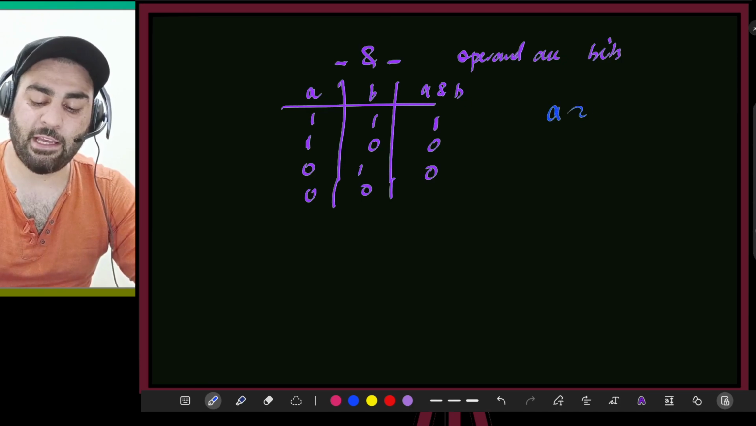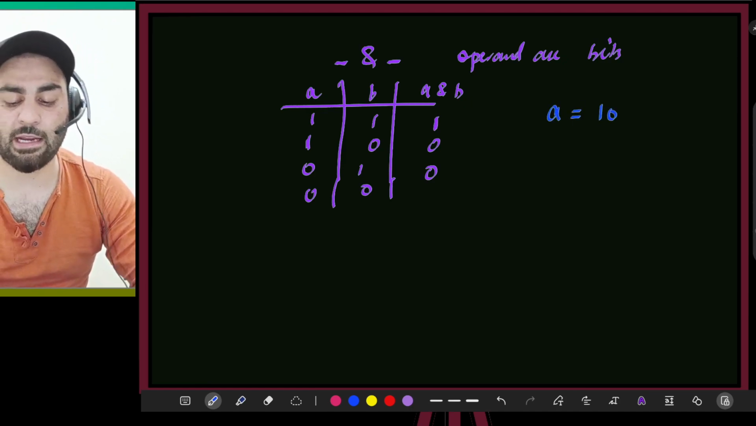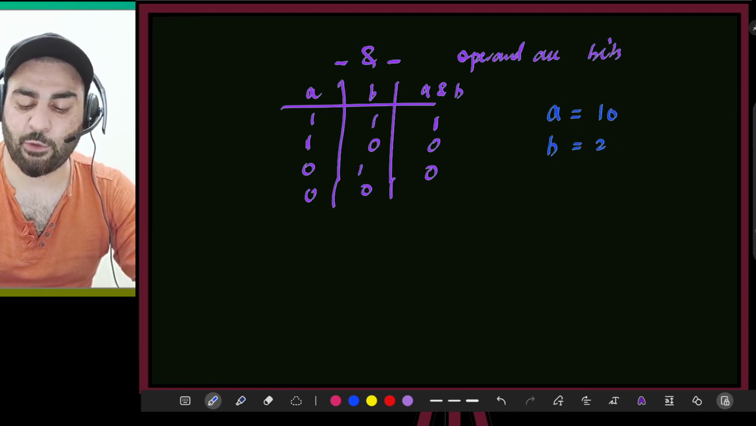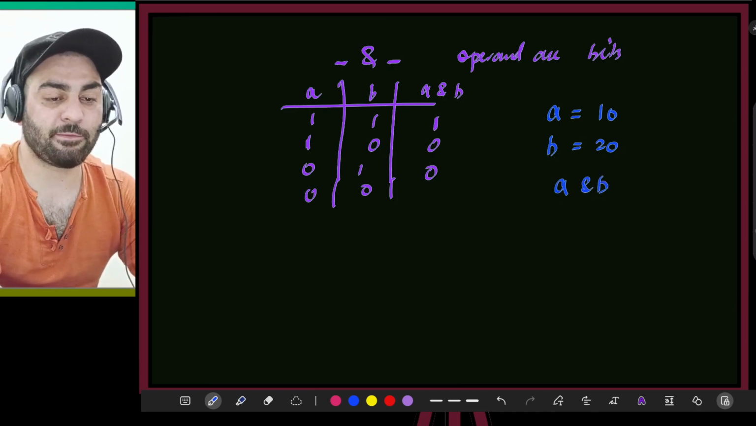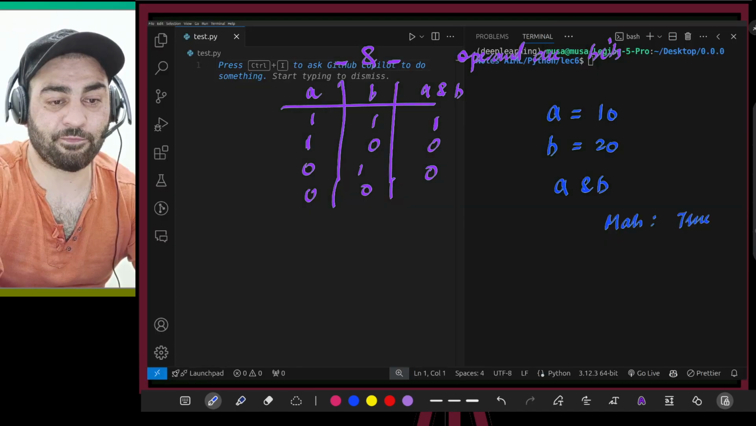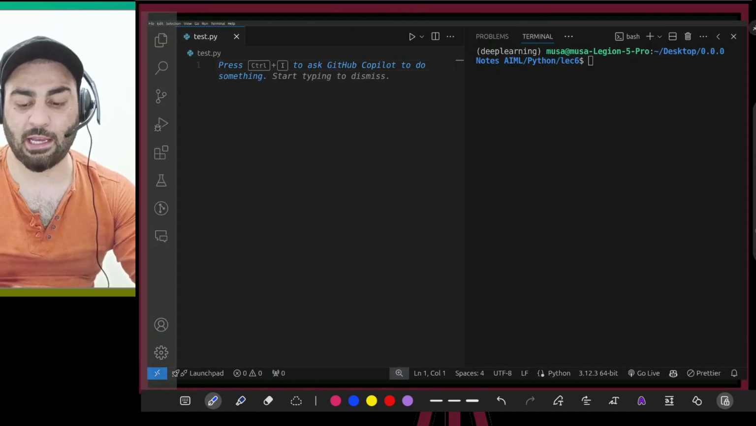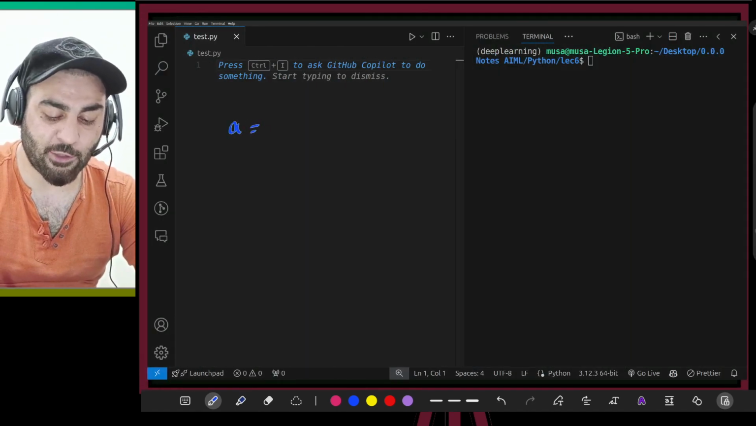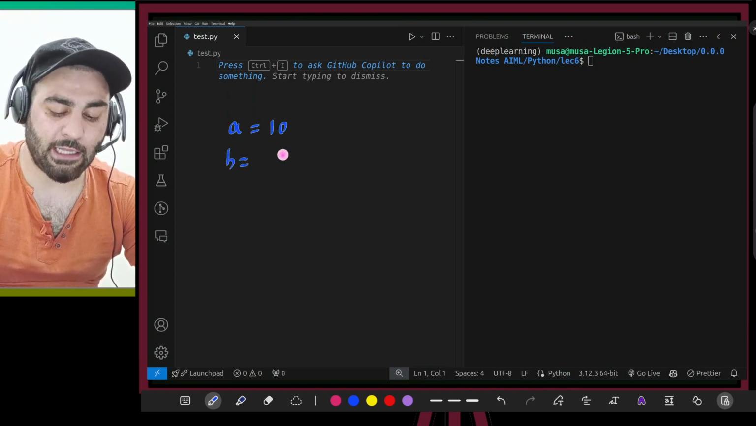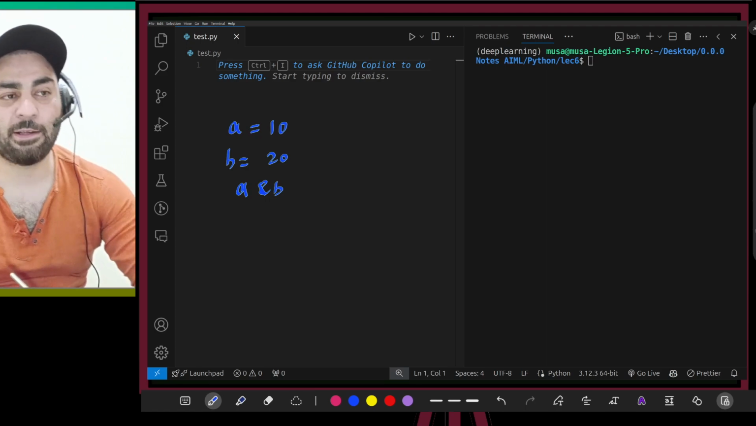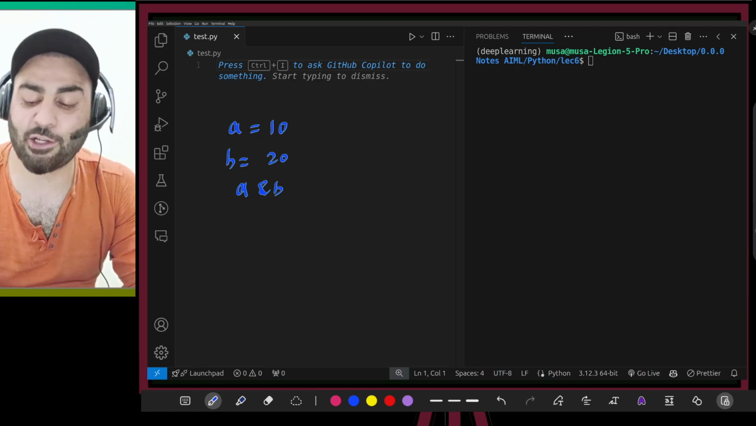Okay, now let's take an example. If I have a number A equal to 10 and B equal to 20, what should be A and B? Question to you guys. What I asked is, if we have A equal to 10 and B equal to 20, and we perform bitwise AND, what should be the answer? Mahmood said true. That's the first misconception.